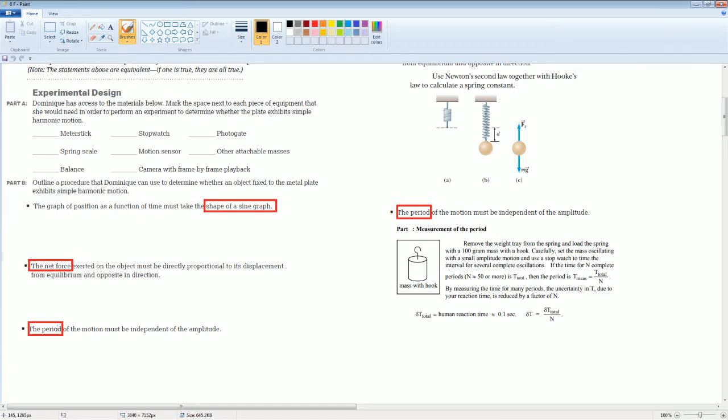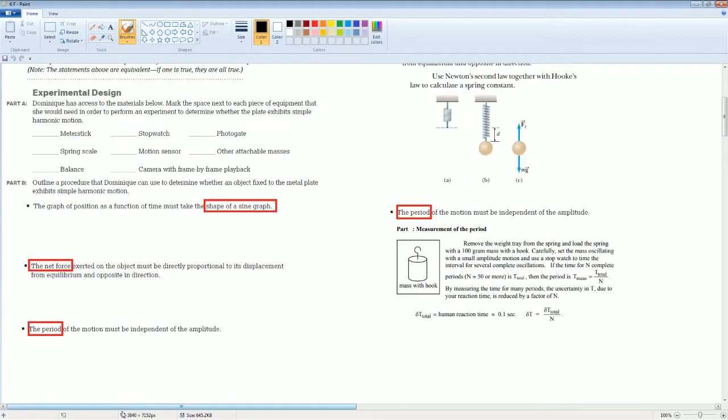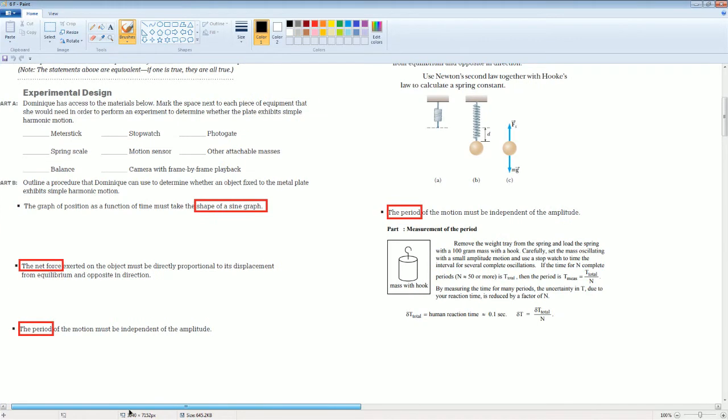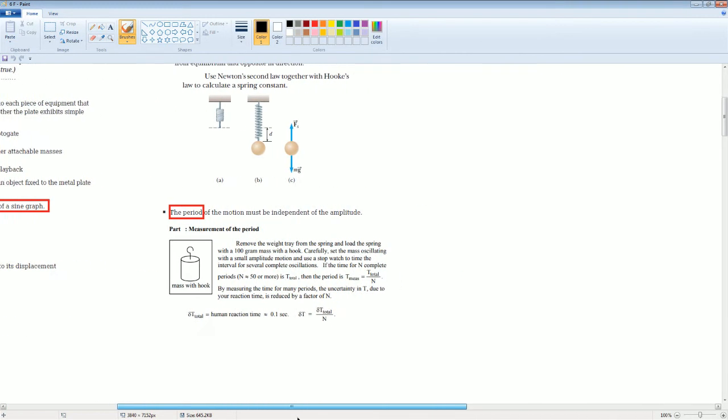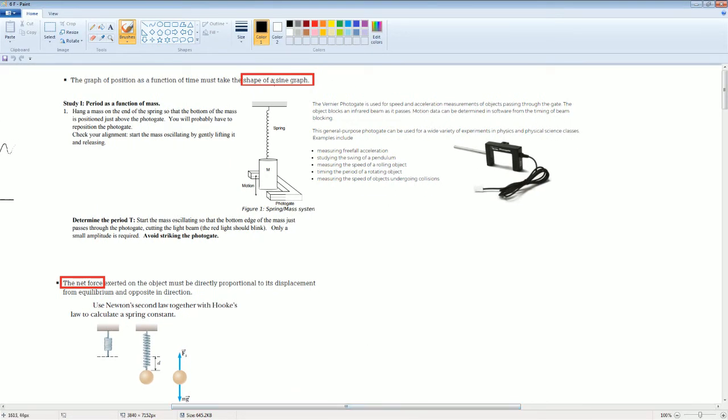What I have here are the three criteria for it to be a simple harmonic motion that were stated here. I have some notes for you on how to use the experiment to get these three things. The first is using a Photogate to get the sine graph, to determine whether the shape of the graph is a sine or not.